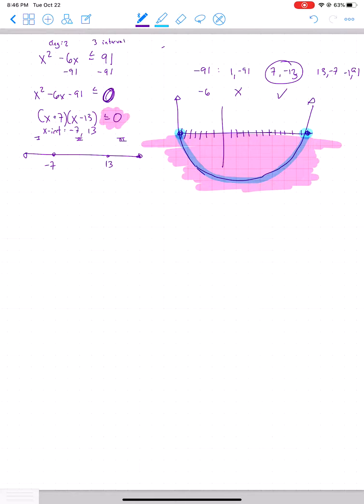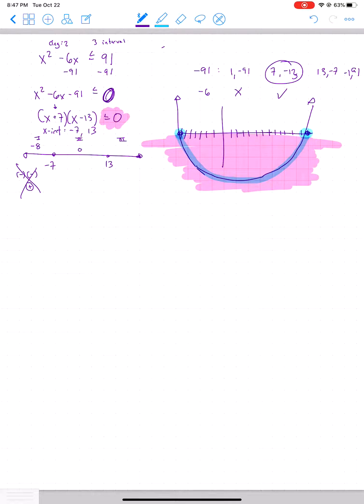What we're looking for is when it will be less than or equal to 0. So we need a number to plug in. I'm just choosing the next smallest number than negative 7, so it's negative 8. If I plug negative 8 into this, I get negative 8 plus 7, so that's negative. Negative 8 minus 13 is negative. So a negative times a negative gives a positive, and that is not in the solution set.